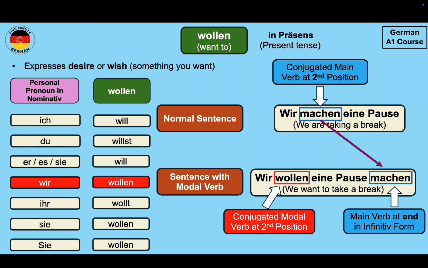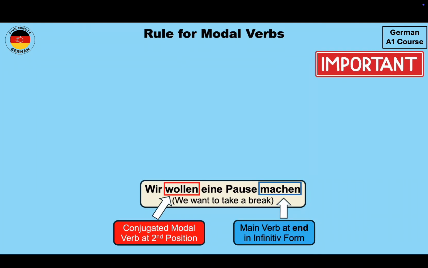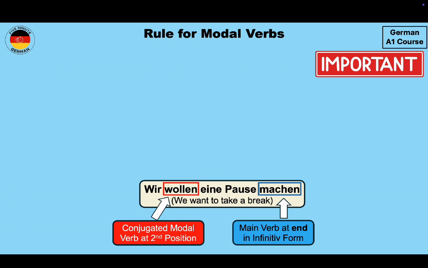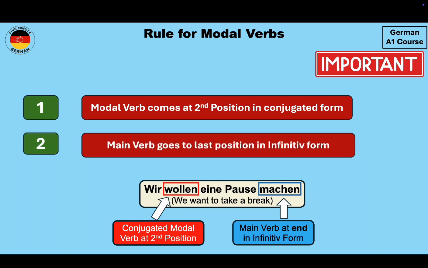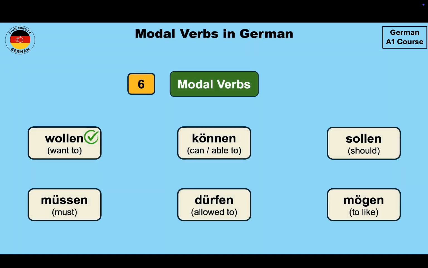So from these examples, we can say that the rule for modal verbs is that a modal verb comes at the second position in conjugated form, and that the main verb goes to the last position in infinitive form. Now keep this rule in mind as we make example sentences with the rest of the modal verbs.